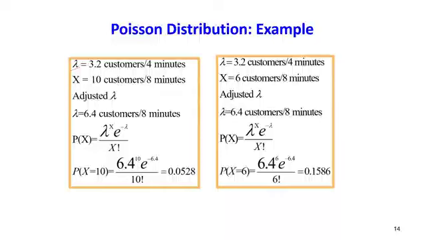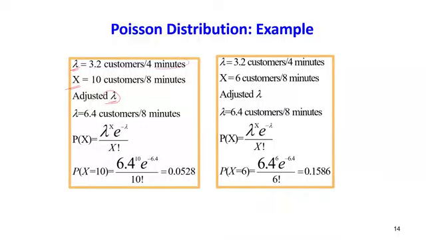So first of all, I will adjust this X based on this rate. Here, the rate is per 4 minutes and I want to measure per 8 minutes. So what I will do is adjust this lambda. I'll multiply that.